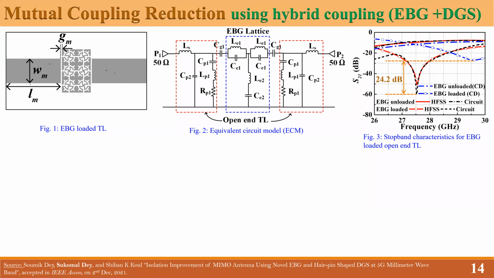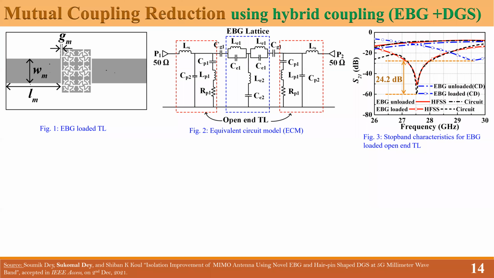If you are designing any band notch antenna, it will give you a sharp S21 down to the dB level. So that can also be done with the help of EBG. In addition to that, EBG will also give you bandwidth enhancement. So EBG can give you lots of advantages to your structure. Now, here our target is to reduce the mutual coupling.